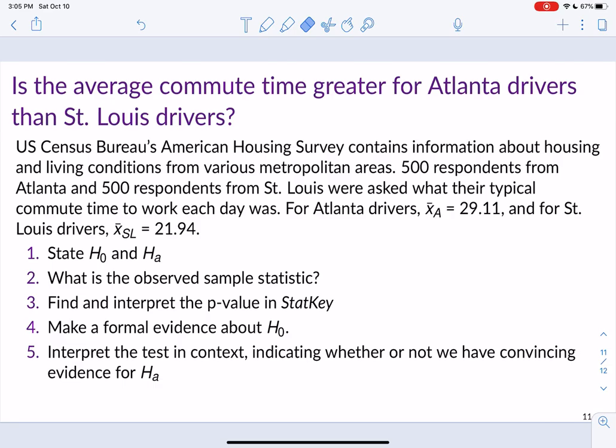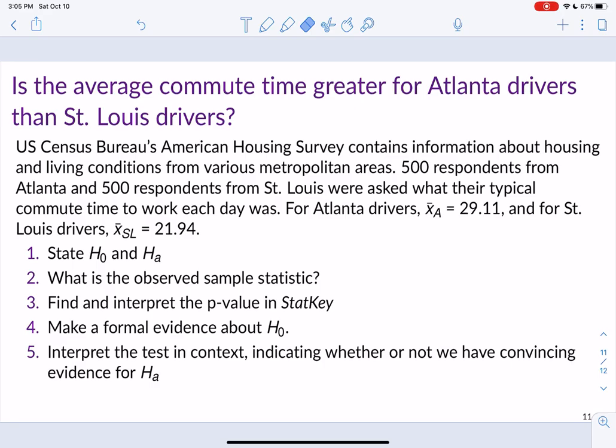The U.S. Census Bureau's American Housing Survey contains information about housing and living conditions from various metropolitan areas. 500 respondents from Atlanta and 500 respondents from St. Louis were asked what their typical commute time to work each day was. For Atlanta drivers, it was 29.11 minutes, and for St. Louis drivers, the average time was 21.94 minutes. State the null and the alternative here.